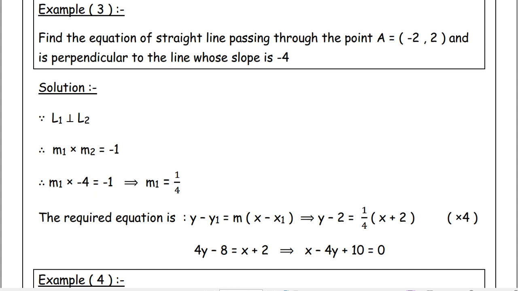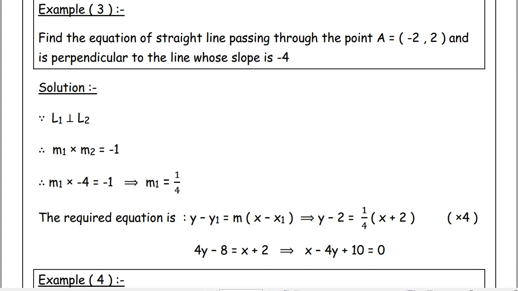So y minus 2 equals 1/4 times x plus 2. Multiplying by 4 to get rid of the 1/4. We don't want to have a fraction in our equation. So how can we cancel this fraction? We multiply by its denominator. So 4y minus 8 equals x plus 2. x minus 4y plus 10 is 0.